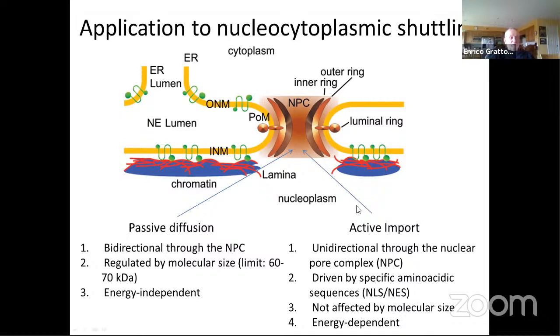If we have active transport, then it will be very different because, first of all, active transport can be unidirectional. Molecules will pass from the cytoplasm to the nucleoplasm, but not vice versa. It will be driven by specific amino acids in the proteins, which form what is called a nuclear localization signal or nuclear export signal. Some molecules will be transported in one direction and some in the other direction. It's generally not affected very much by molecular size, but it's energy dependent because in order to pass something by active transport, you need a source of energy.